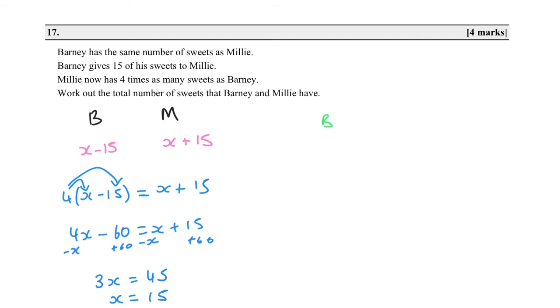So Barney, if he had 15 sweets, he has now 0, and Millie has 30. However, 30 is not 4 lots of 0, is it? Okay, doesn't make any sense. That means that we've gone wrong. I can see my mistake.